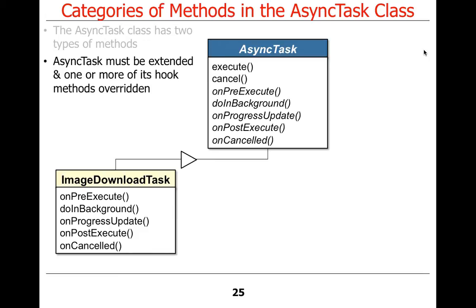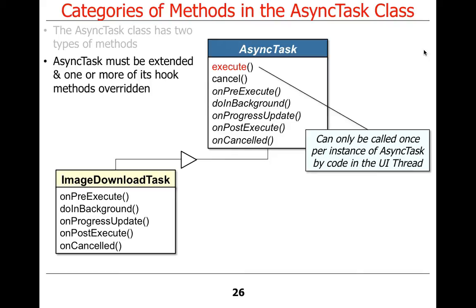So to use async task, you have to extend it. If you have an async task, which comes out of the box from Android, then it's got a couple of methods that are regular methods, like execute and cancel. And then it's also got a bunch of methods that are these hook methods, and they're all prefixed with on. So you can come along and selectively override one or more of these things. Now there's one method you almost always do. We'll talk about that in a second. The other ones are pretty much optional.